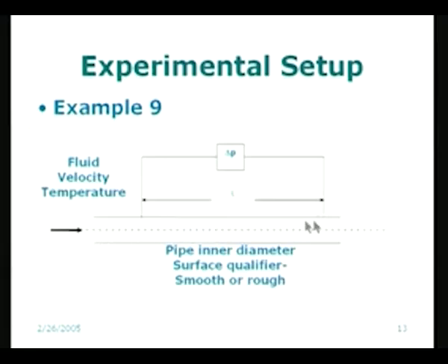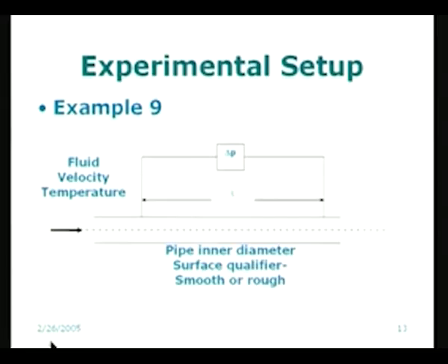We identify a certain length of the pipe or the tube, as is shown here, and that is the length L. I am going to put a differential pressure measuring instrument, and I will get this delta P. This is the outcome of the experiment. And of course, the pipe inner diameter is specified, and its surface qualification, whether it is smooth or rough, is also given. For the present, it is sufficient to look at how we go about doing an experiment, and this is example 9 for our purpose now.